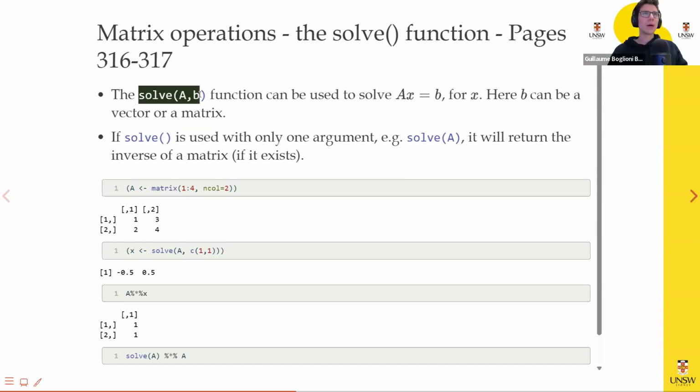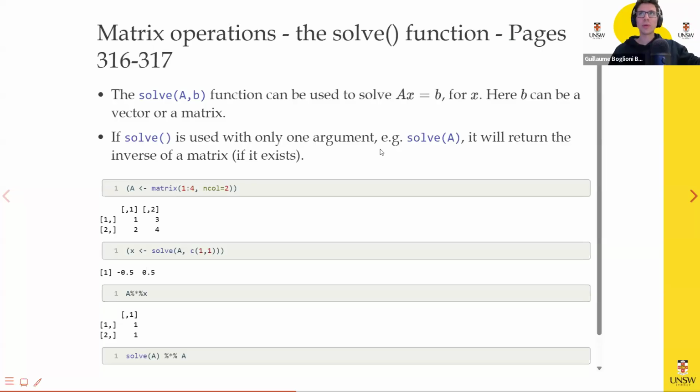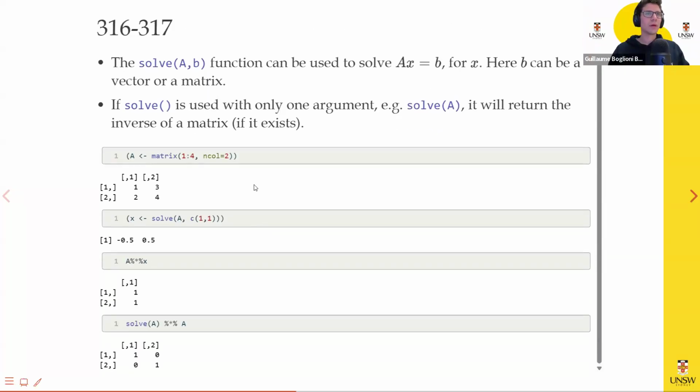The other bullet point is that if you use solve alone on A, it will find the inverse of the matrix, if it exists. Remember, the inverse of a matrix is the matrix that, when you multiply it by the original matrix, gives you the identity matrix. So let's see how this works.